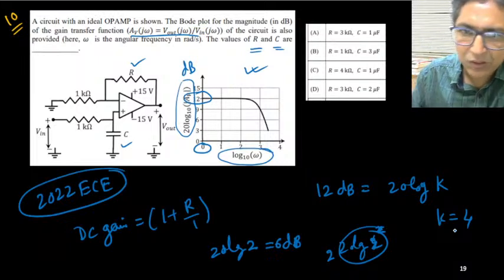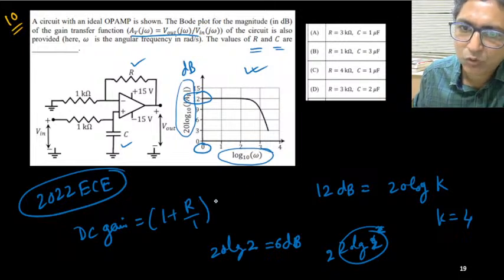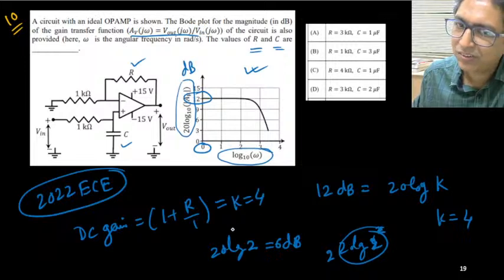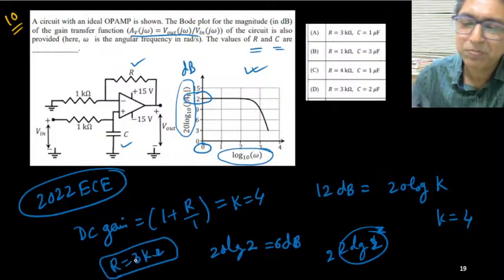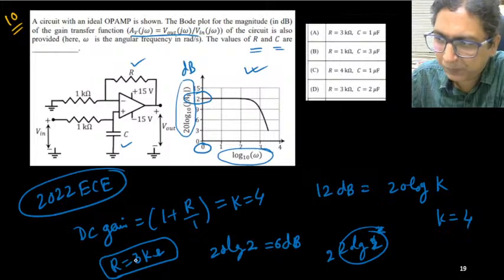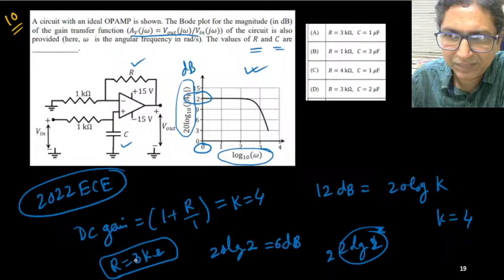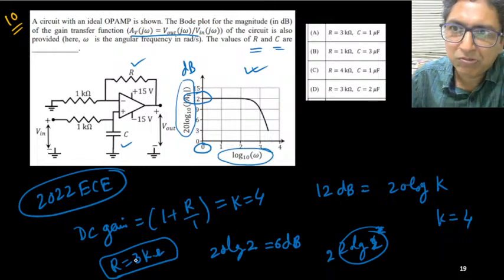Is it okay? So the DC gain, I have said that 1 plus R by 1, should be the same as this K. K means here 4. So what is that? R equals 3. 3 means 3 kilo ohms. Is it correct? I think it is fine. Okay. Now, can you solve the next part?